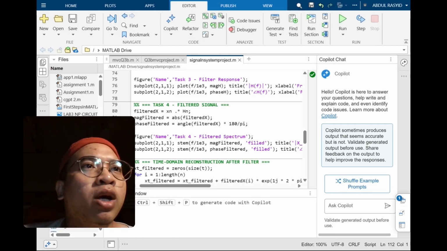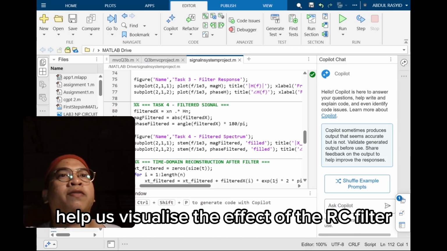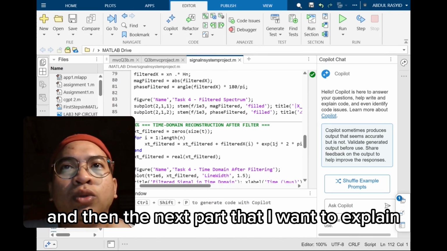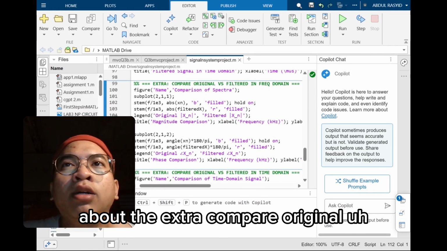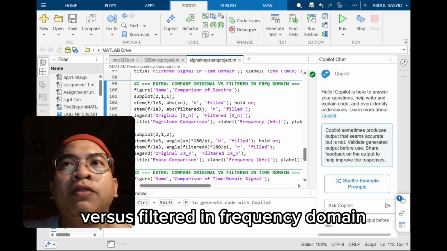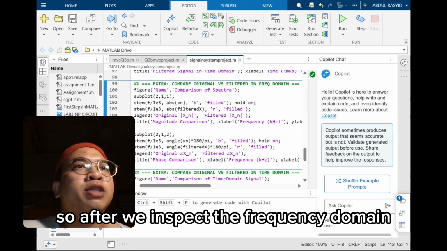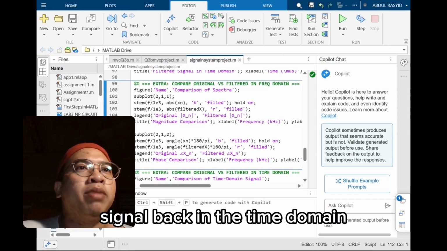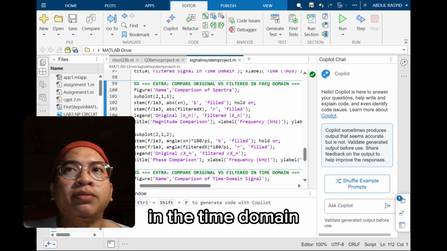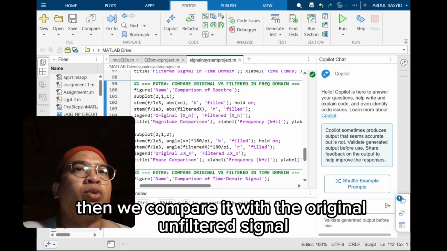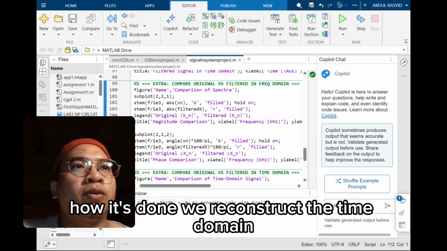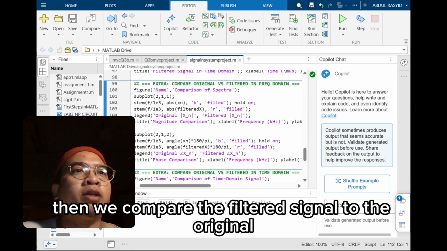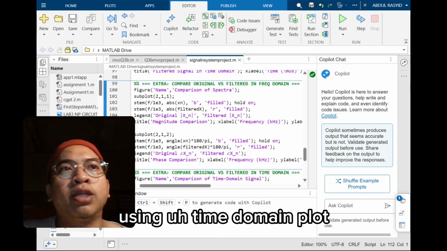Okay, we continue. The graph helps us visualize the effect of the RC filter in the frequency domain. The next part that I want to explain is the extra, comparing original versus filtered in the frequency domain. After we inspect the frequency domain, we reconstruct the filtered signal back in the time domain. Then we compare it with the original unfiltered signal. How is it done? We reconstruct the time domain waveform using the filtered Fourier series, then we compare the filtered signal to the original using a time domain plot.